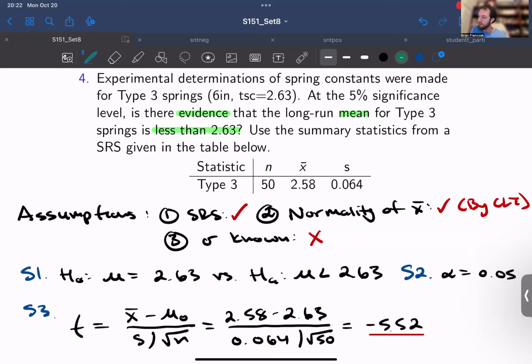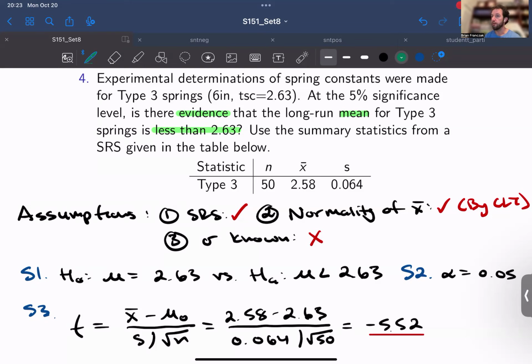At the 5% significance level, is there evidence that the long run mean for type 3 springs is less than 2.63? Use the summary statistics from a simple random sample given in the following table. So we have a sample size of 50, a sample mean of 2.58, and a sample standard deviation of 0.064. We want to test if the long run mean is less than 2.63.